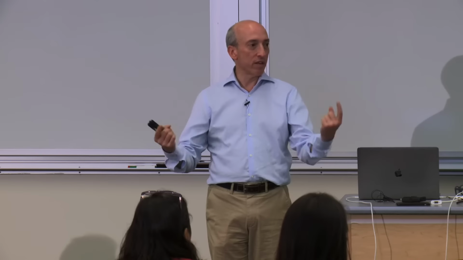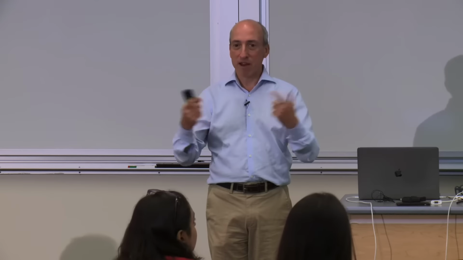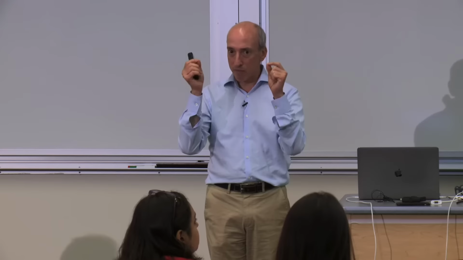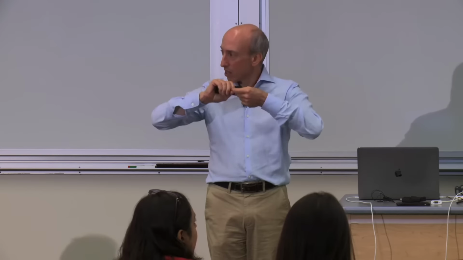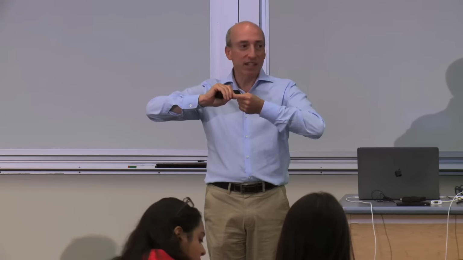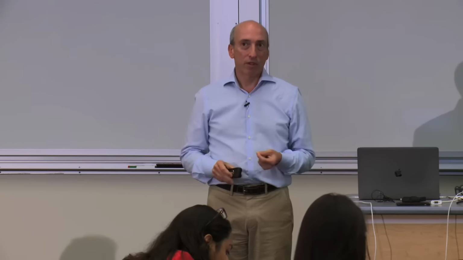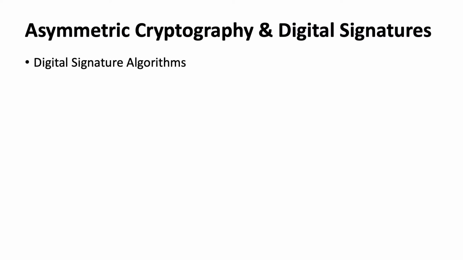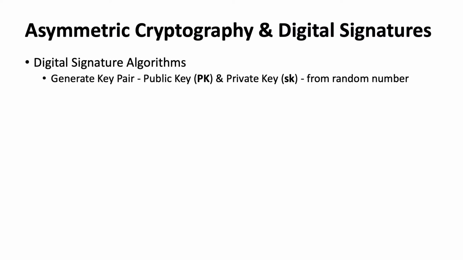In essence, there's two keys that have some mathematical relationship. The math between these two keys doesn't matter for a class like this, but know that the public key and the private key link together. They're bonded together. But the critical thing about digital signatures is there are three functions. You have to generate a key pair. When a key pair is generated, a public key and a private key are generated at the same time. And they need a random number to go into it.